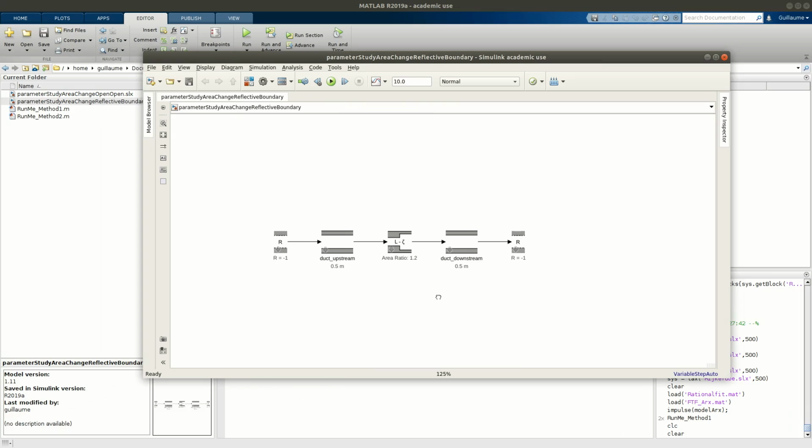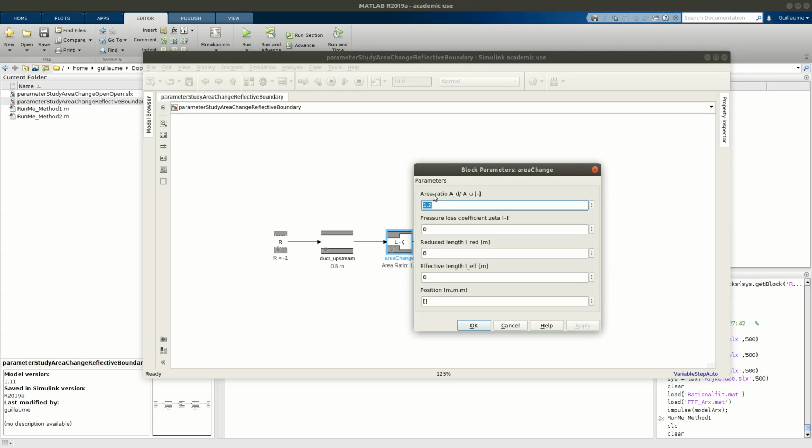So the system is quite simple. We have two reflection coefficients of -1 at both ends that act as an open end. We have two ducts that are placed upstream and downstream respectively of an area change. The area change is really simple, no losses, no inertial effects, just a simple change of areas.